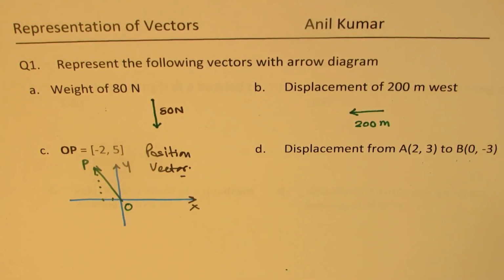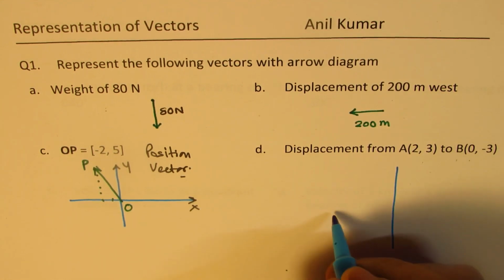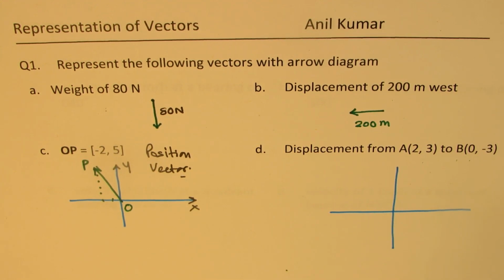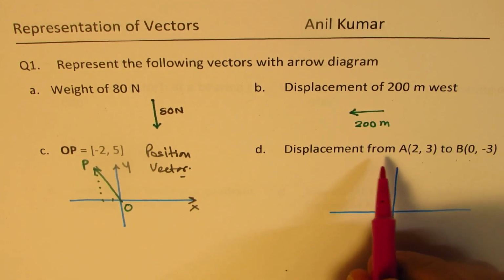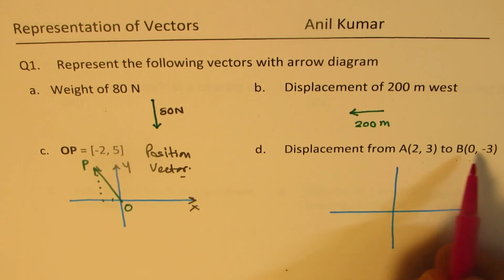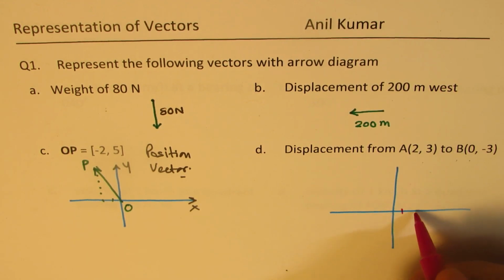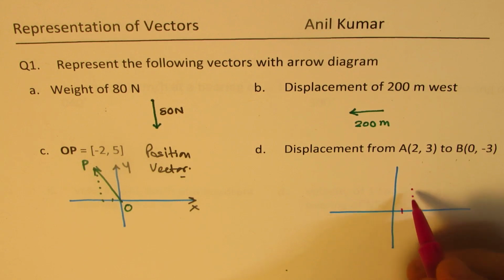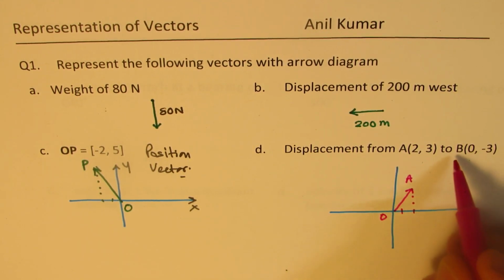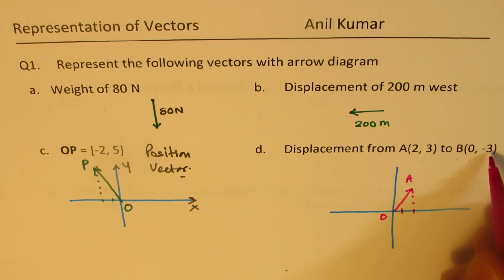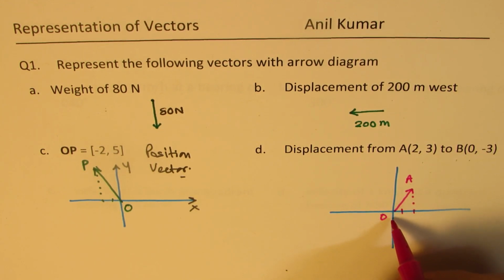Now here we have a displacement vector from A to B. So this is also in R2. So let's first see what is A and what is B. So when we say displacement from A to B, A is 2, 3. So 1, 2, 1, 2, 3. So that's the position vector OA, right? And B is 0, minus 3. So 0 and minus 3 means 1, 2, 3. So this becomes B for us, 0, minus 3.